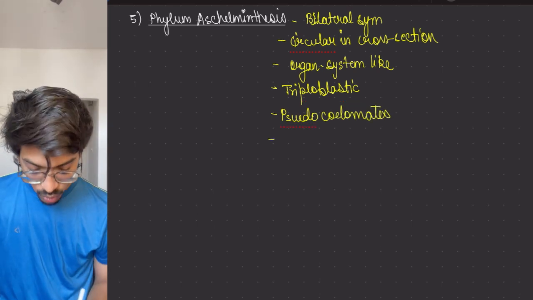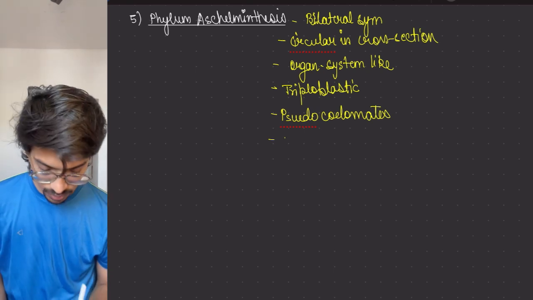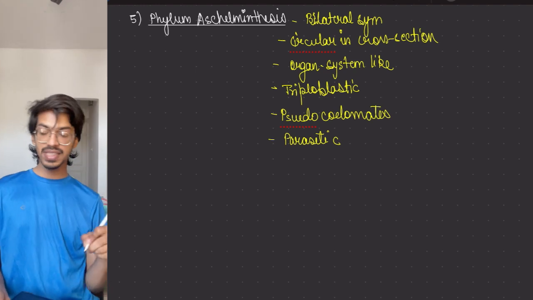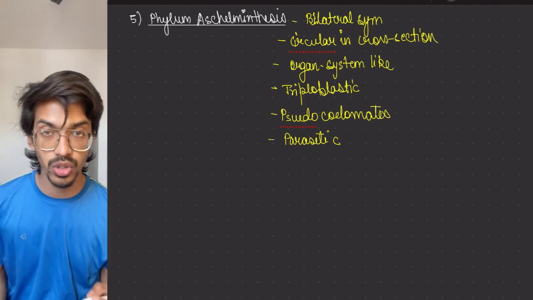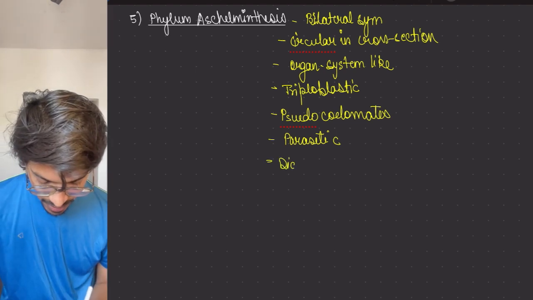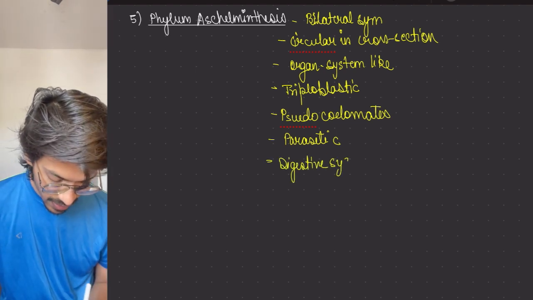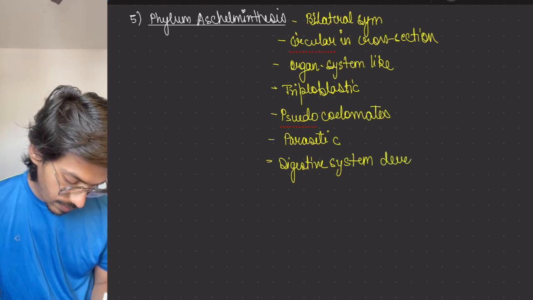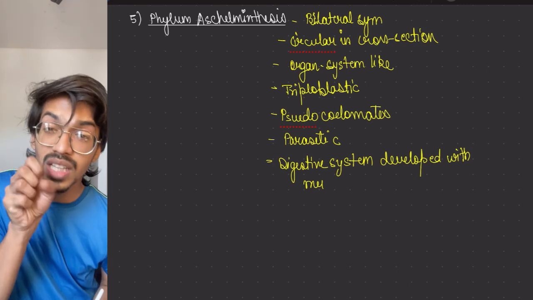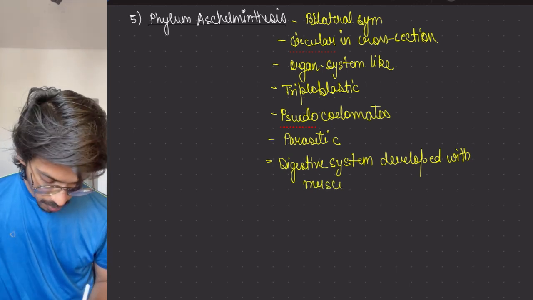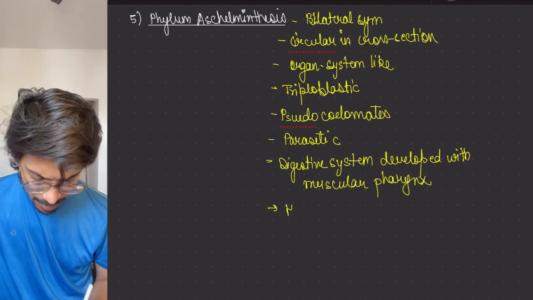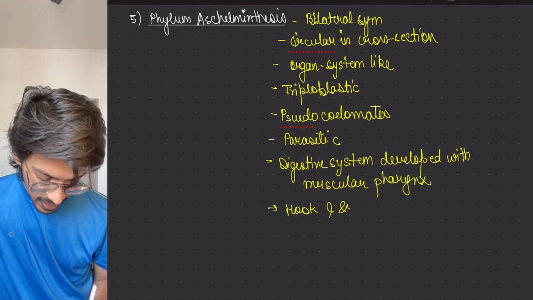Next point about this is that they are also parasitic, and their life cycle includes more than one organism, same as the other one. Their digestive system is developed, with a muscular pharynx, because they have to suck the blood and the food. There might be hooks and suckers present.